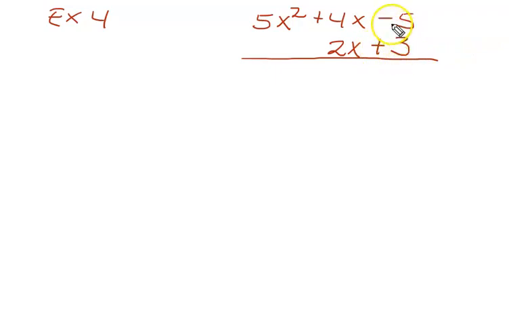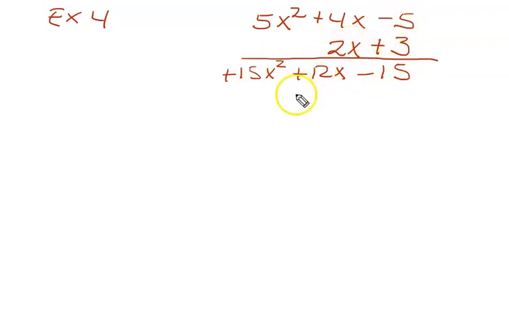So positive 3 times a negative 5 gives us a negative 15. Positive 3 times this gives us a positive 12x. A positive 3 times this gives us a positive 15x squared. And you can just check your work again. You've got the right signs. You've listed them nicely. Now, 2x times a negative 5.